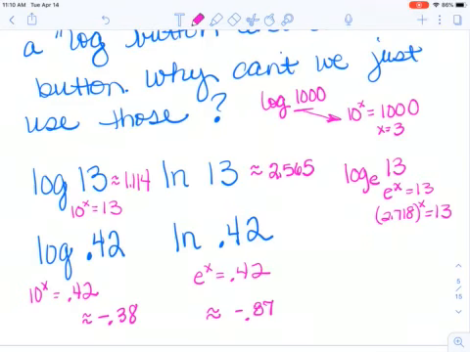The problem is the log button only works if your base is 10. The natural log button only works if your base is e. Whole lot of other bases out there. So we're going to look at evaluating based on using what we know about exponents.